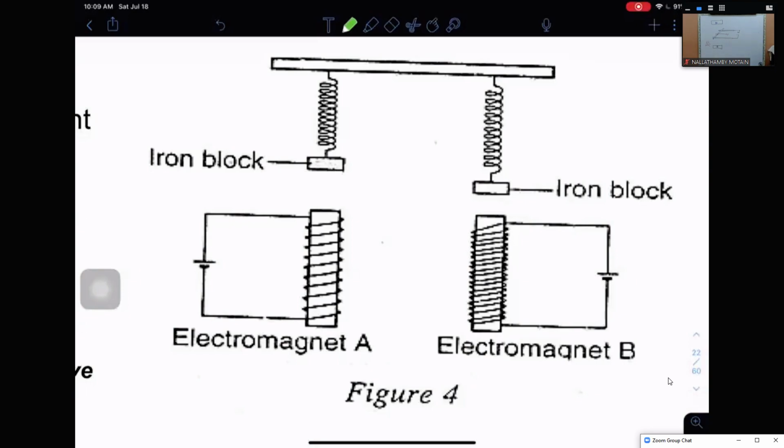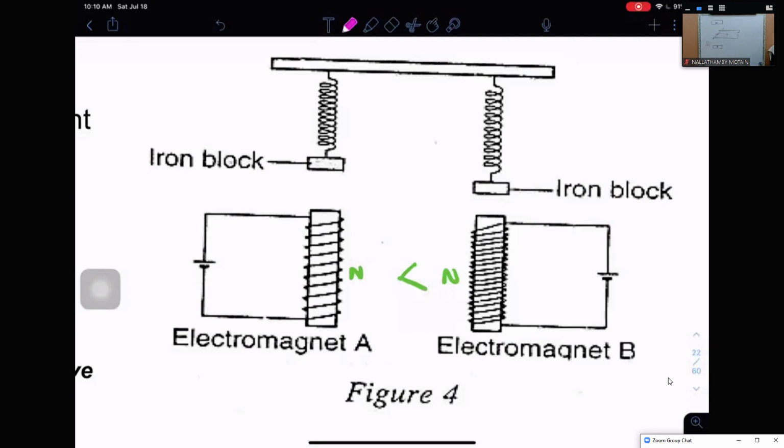electromagnet A and also electromagnet B. In the electromagnet A, you see the battery, same. And here we are using iron block. Iron can be attracted by magnet. You see the number of turns of coil over here, less. Over here is what? More. So number of turns of coil over here, and here is what? This one more. When more, what happened? The electromagnet B become a strong electromagnet. When it becomes strong electromagnet, what happened?